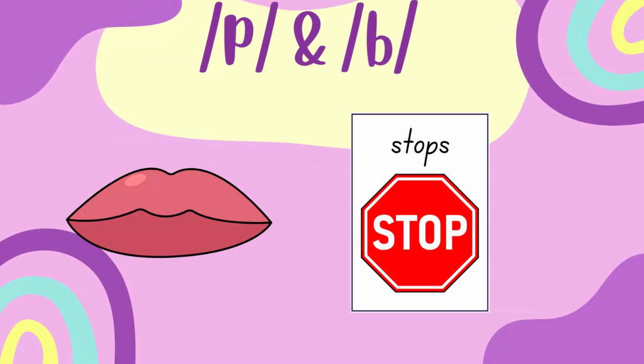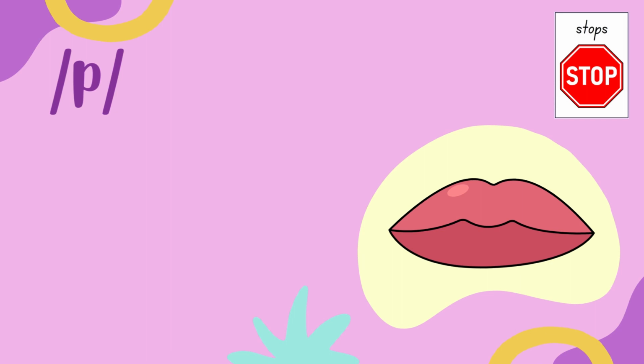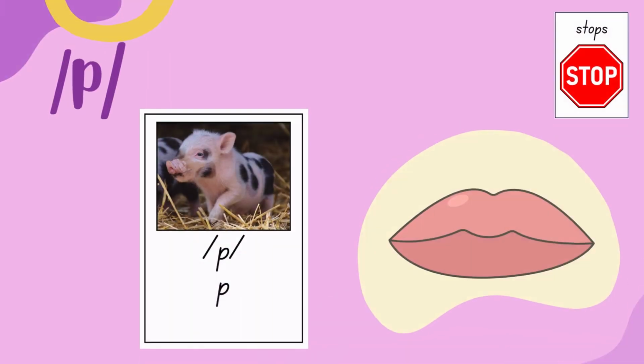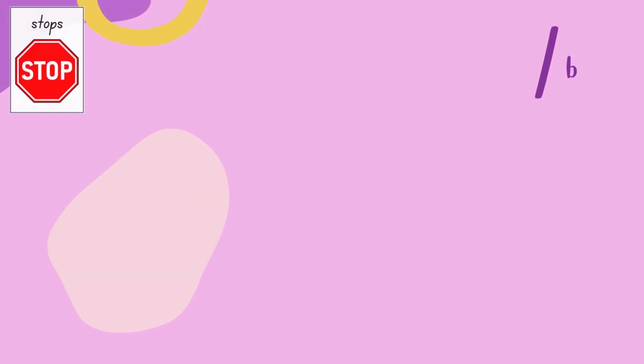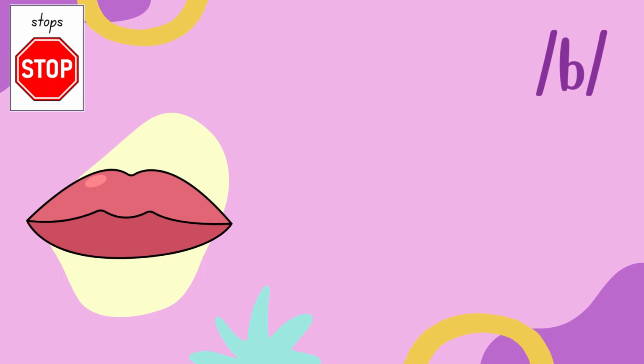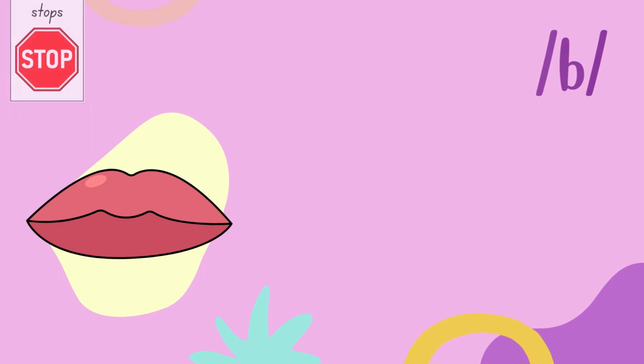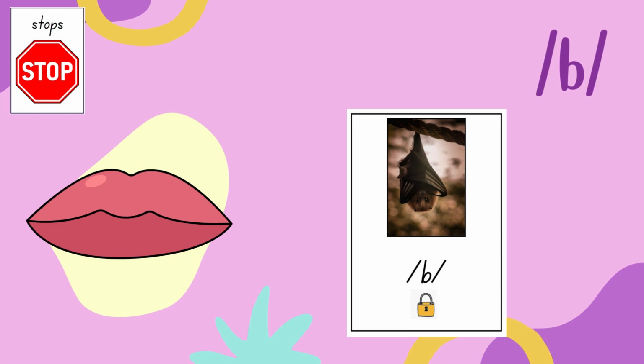We will start with p and b. When you make the p sound, like at the beginning of the word pig, you put your lips together and make your lips pop. Your voice is turned off when you say the p sound. You try p.